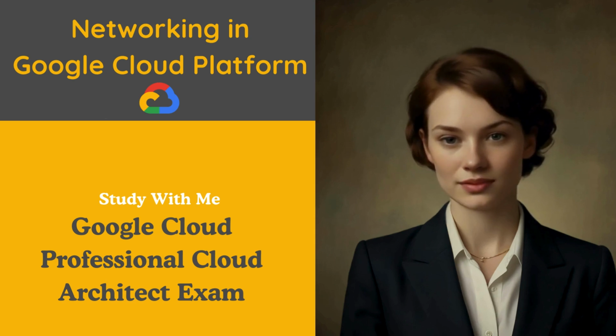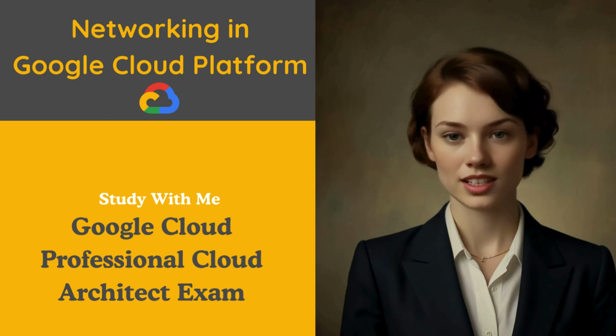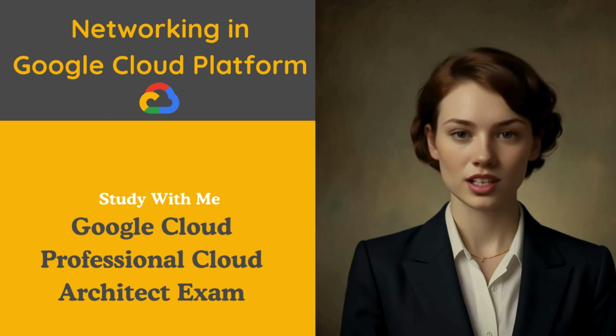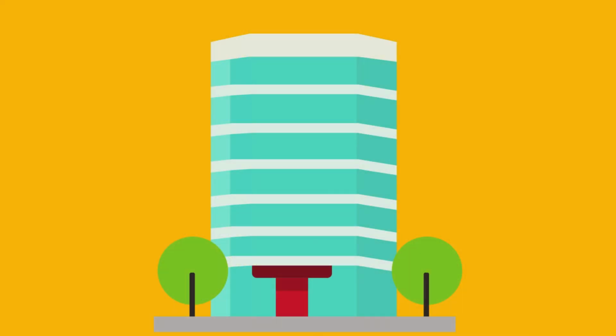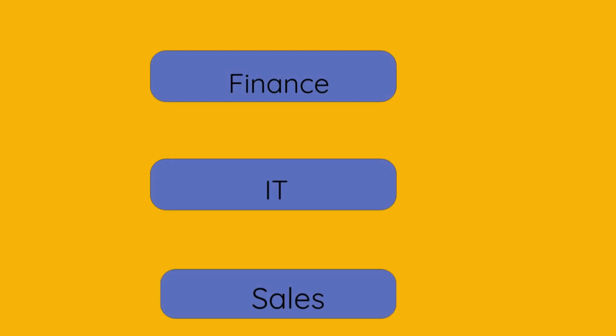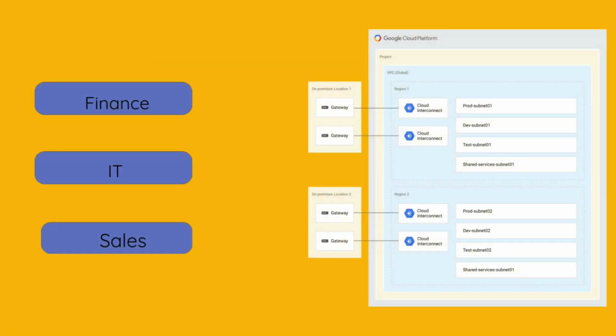Today, we'll explore the basics of Virtual Private Cloud, VPC, and how it works in Google Cloud Platform. Think of Google Cloud as a large office building. Inside this building, there are many departments, each representing a VPC network. These VPC networks are isolated from each other, ensuring security and privacy.